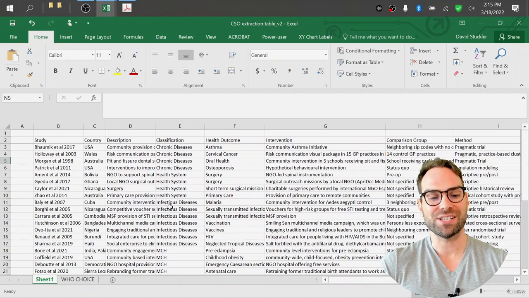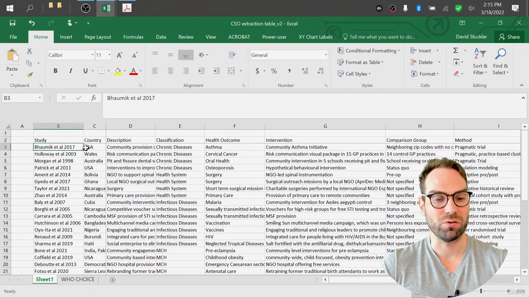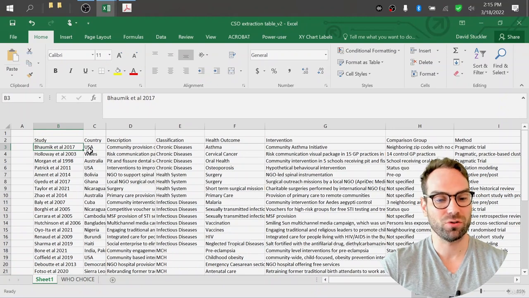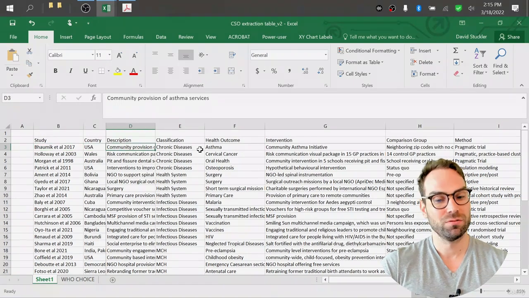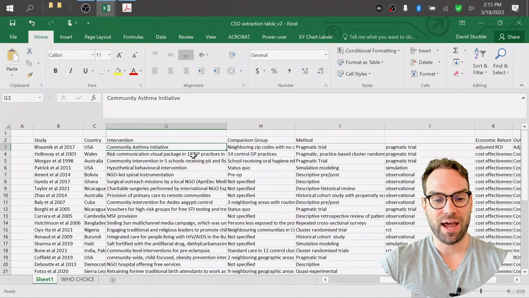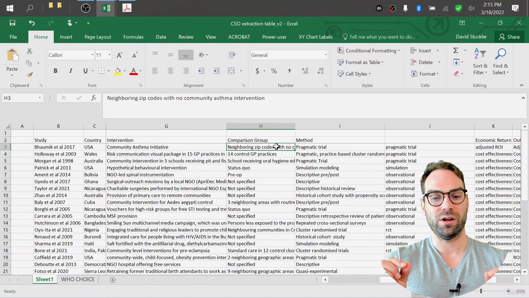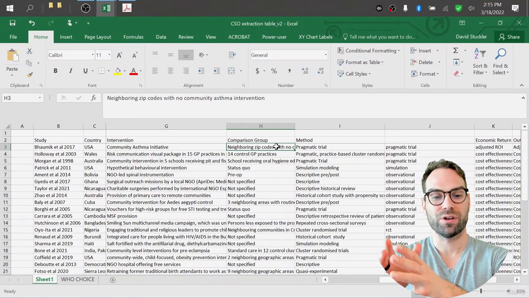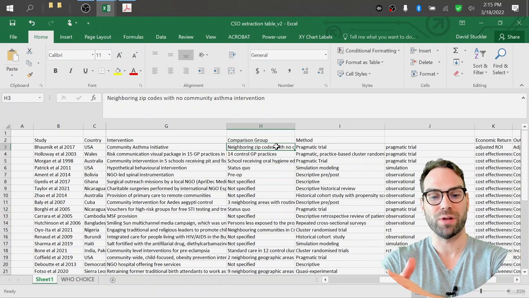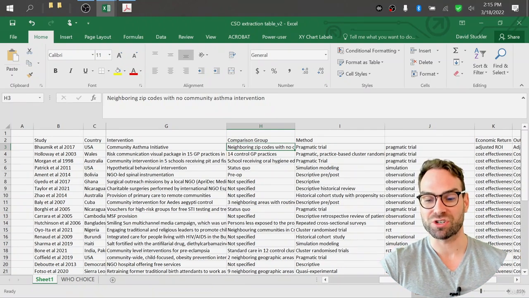And one of the key tests is, can I look at the study now? I haven't looked at this for a while. I forgot about it, and can I figure out what went on? Okay, so this was Baumick 2017 in the US. It looked at community provision of asthma services, right? That was obviously a chronic disease, and the health outcome was asthma. It's a special community asthma initiative. And they did a pragmatic trial, and they compared some zip codes where the community asthma initiative took place to neighboring zip codes with no intervention. Okay, that makes sense, the design of what they did.